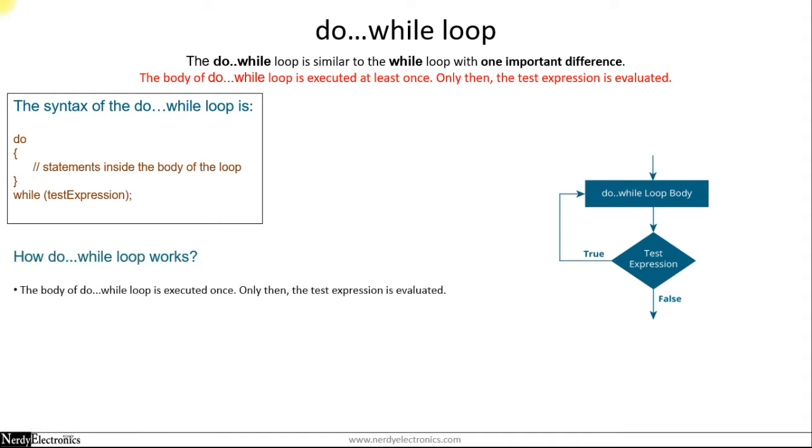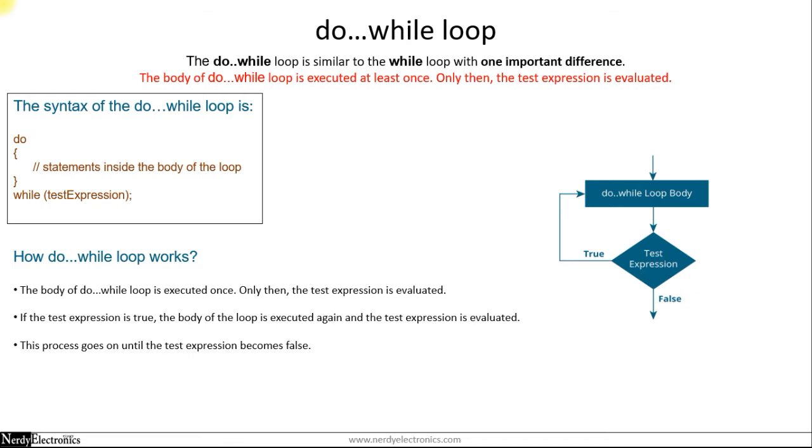The body of the do while loop is executed once and then the test expression is evaluated. If the expression is true, the body is executed again and the test expression is evaluated. This process goes on until the test expression becomes false. If the test expression is false, the loop ends. Let's see the working of a do while loop in a program.